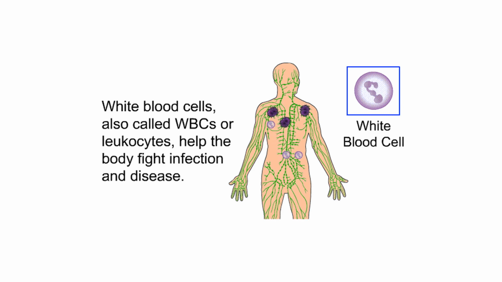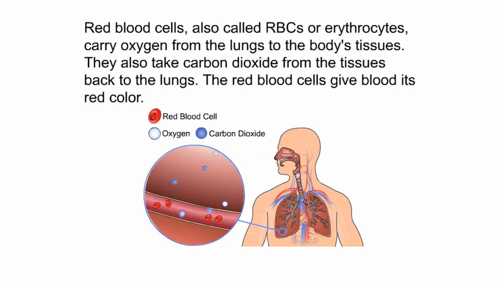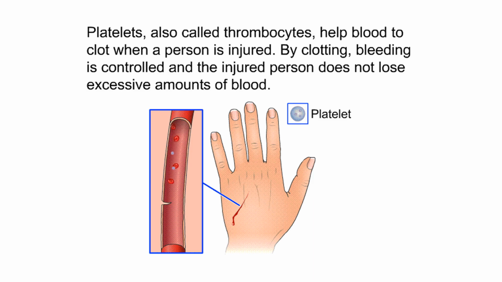White blood cells, also called WBCs or leukocytes, help the body fight infection and disease. Red blood cells, also called RBCs or erythrocytes, carry oxygen from the lungs to the body's tissues. They also take carbon dioxide from the tissues back to the lungs. The red blood cells give blood its red color. Platelets, also called thrombocytes, help blood to clot when a person is injured. By clotting, bleeding is controlled and the injured person does not lose excessive amounts of blood.